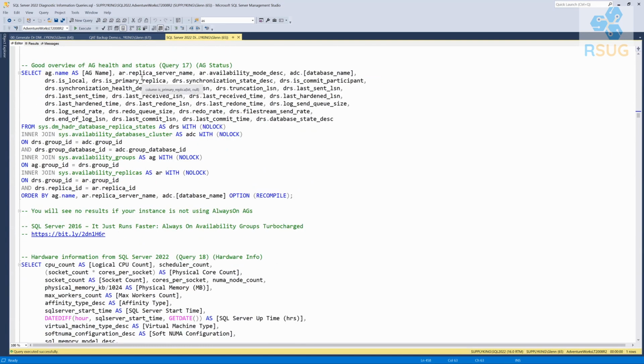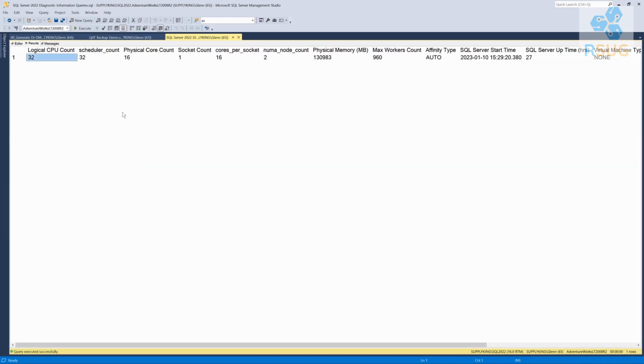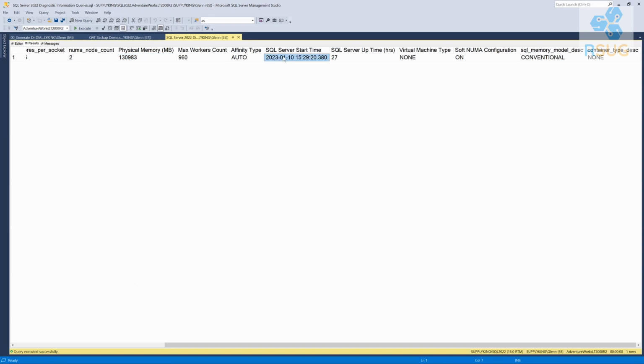And then if you had AGs, this would tell you what's going on with your AGs as far as health and synchronization status. So I'm going to skip that. So the next one I'm going to actually run is just some hardware information about either your physical machine or your VM. So again, I've got 32 logical CPUs and 16 physical cores and 1 socket and 2 NUMA nodes. And here's how much memory I have. And it tells you again when SQL Server started and how many hours it's been running.